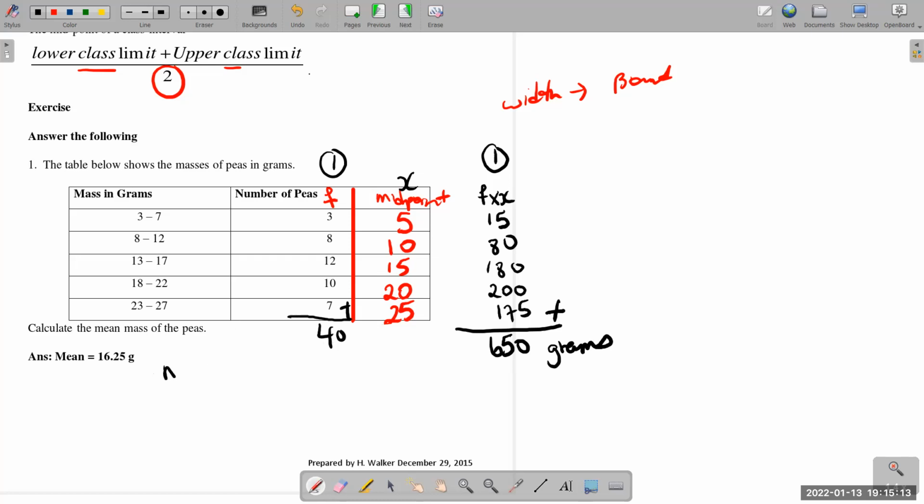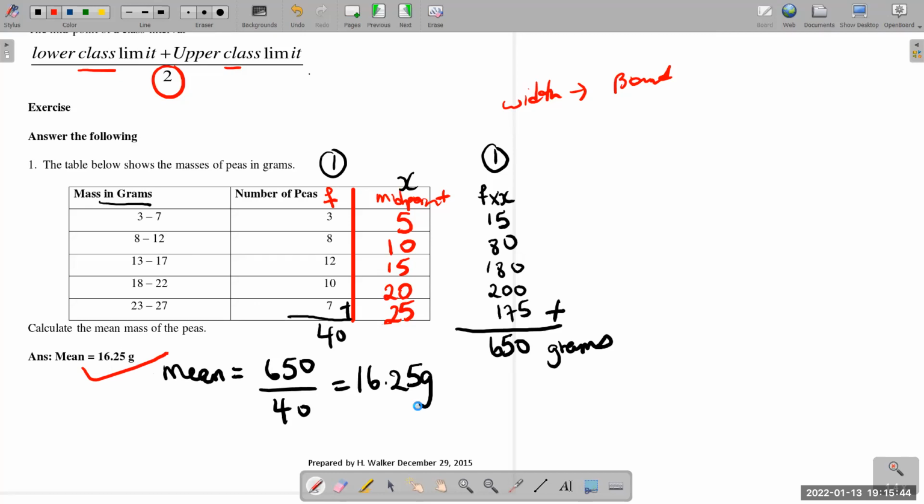So for the mean, which two numbers are we dividing again, guys? Y'all remember? So it's going to be 650 divided by 40. How much do we get when we divide those two? Excellent. 16.25. What are we talking about? We're talking about grams. So we write grams. Is that correct? Let's look at the answer here. Yep, that's correct.